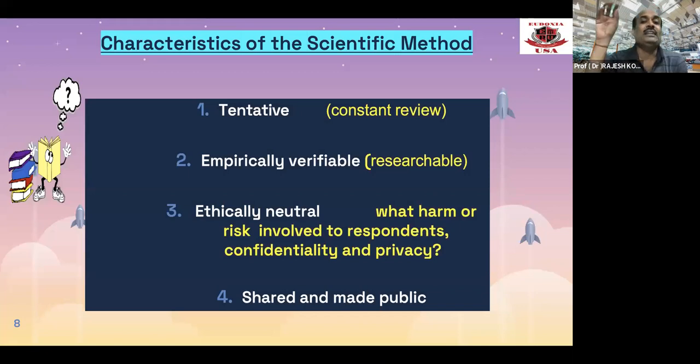So always we say that research is scientific in nature or scientific method. Since it is scientific, it has its own characteristics. It is always tentative in nature. It goes on changing. It is not permanent, not a constant. It is always changing, always dynamic in all the spheres. Empirically verifiable means it is researchable for different questions or in different settings, at different populations, at different contexts.